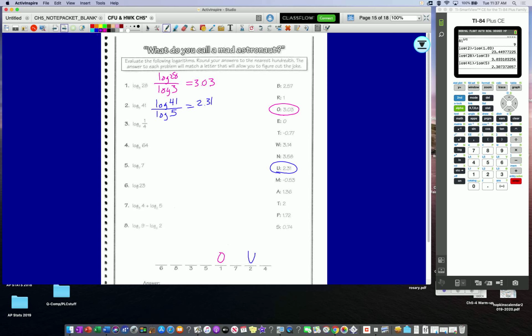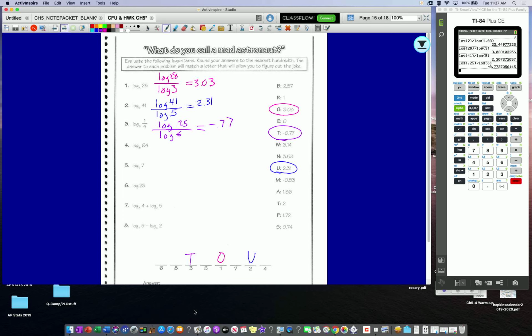All right, do the next one. Log of the number, log of 1/4. I'm going to write that as a decimal, 0.25, over log of the base 6. So log 0.25 divided by log of 6. Negative 0.77. See, negative 0.77. So T for 3.